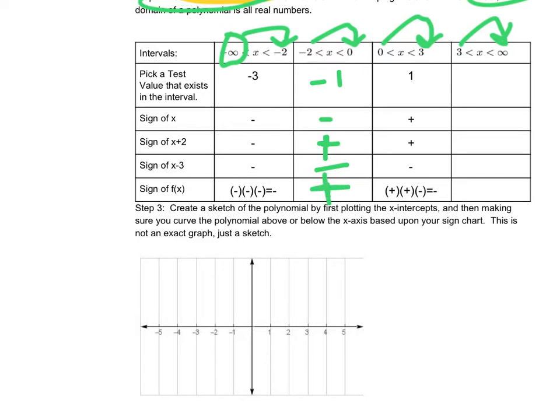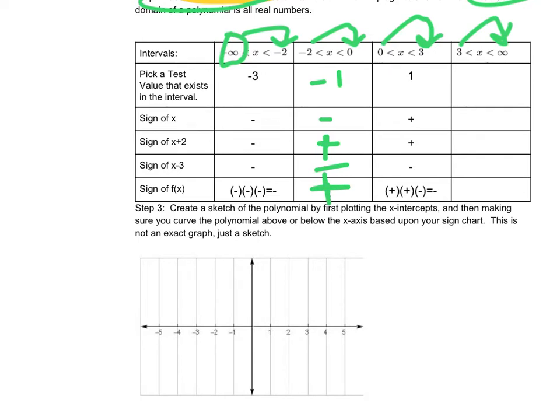Okay, then I showed an example here between 0 and 3. I picked 1, but you could have picked 2. Any friendly number works. So when you plug it into x, you get 1, which is positive. 1 plus 2 is positive. 1 minus 3 is -2, negative. So the sign of f of x is negative.